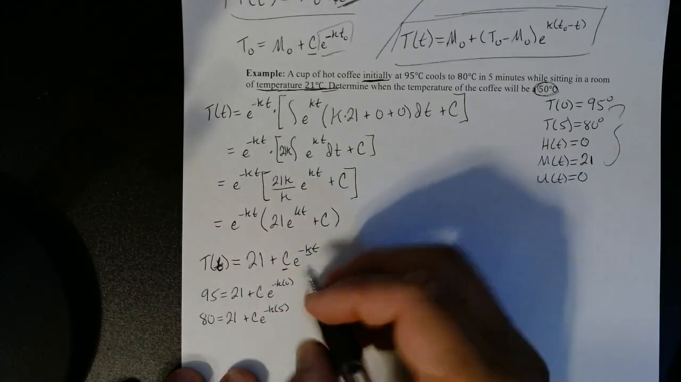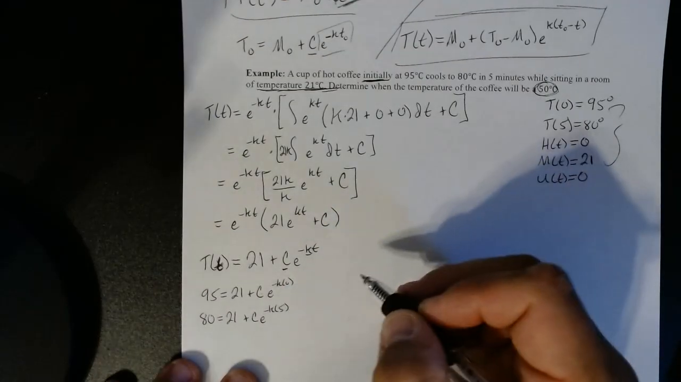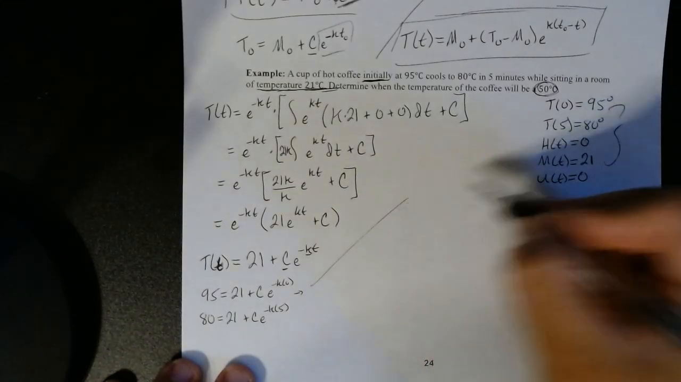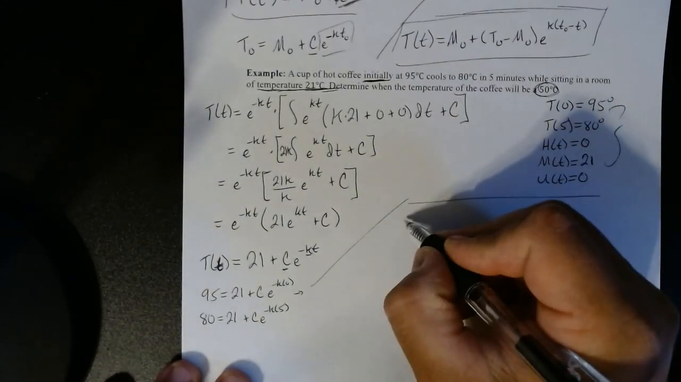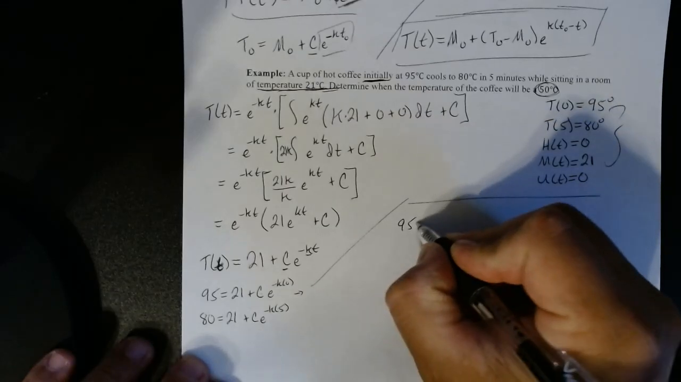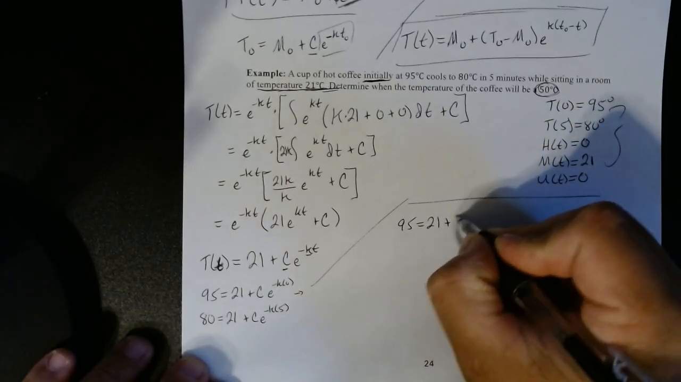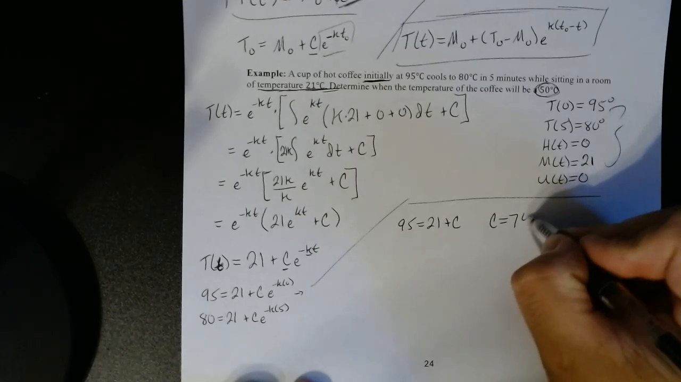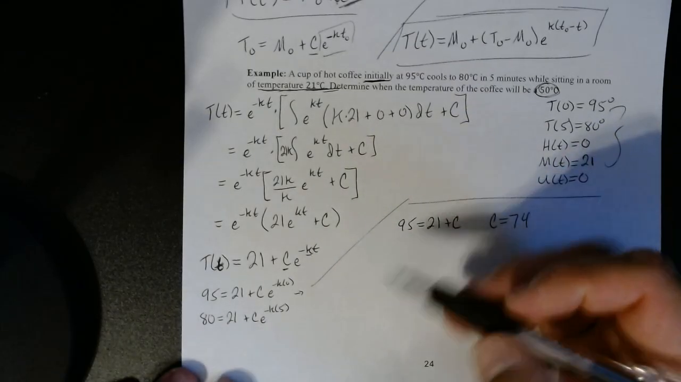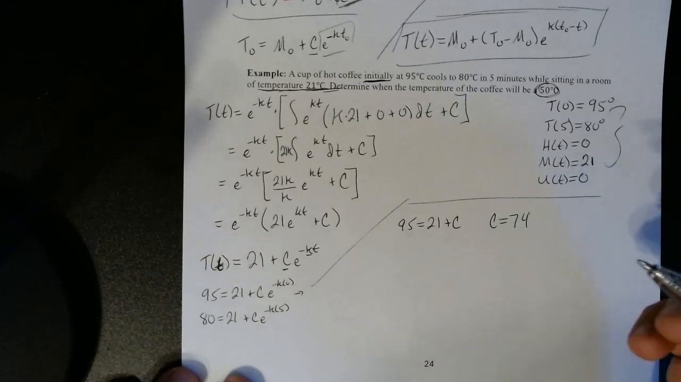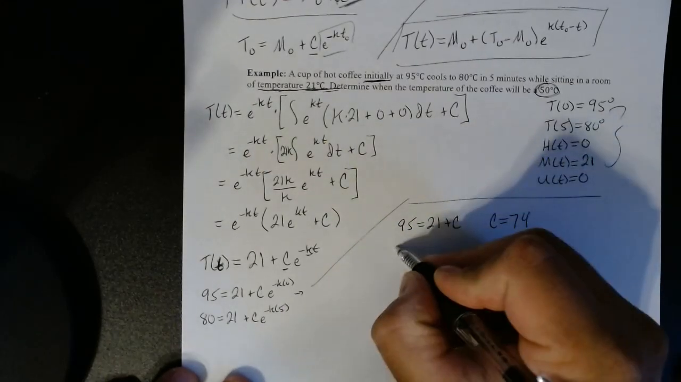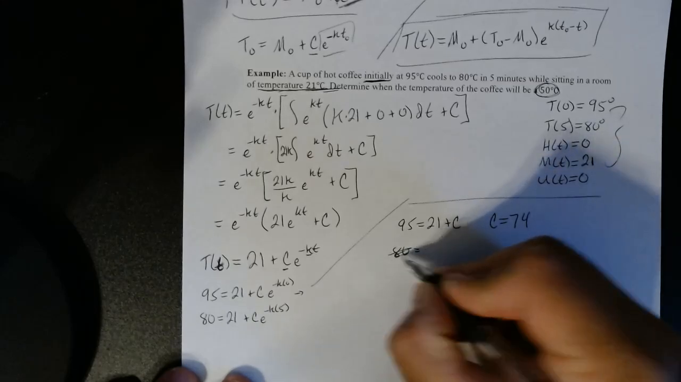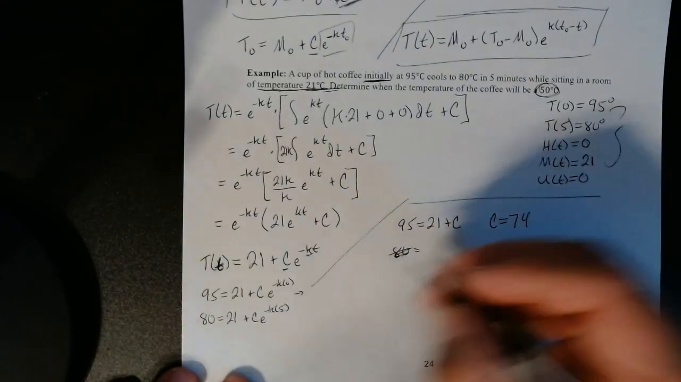Now the first one's kind of nice because e to the 0 power is just 1. So this ends up being 21 plus c. So subtracting this over, we get the c value is going to be 74, which is nice. We got one of them. And now we get the other one using logs. So this gives me 80. So subtracting the 21 over already gives you 59.